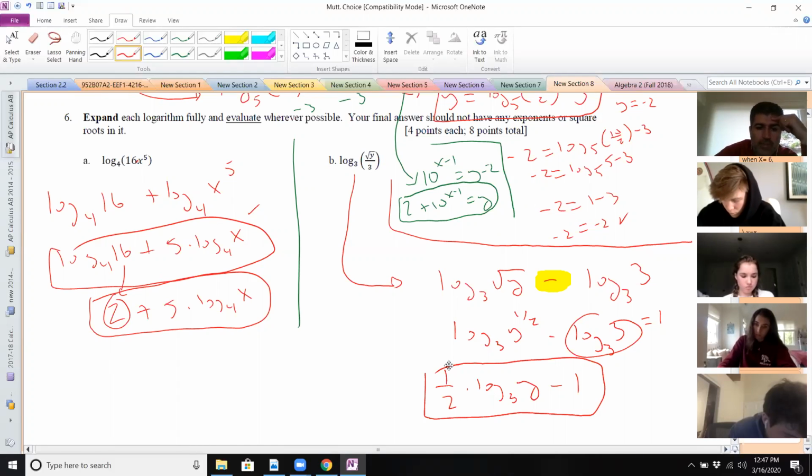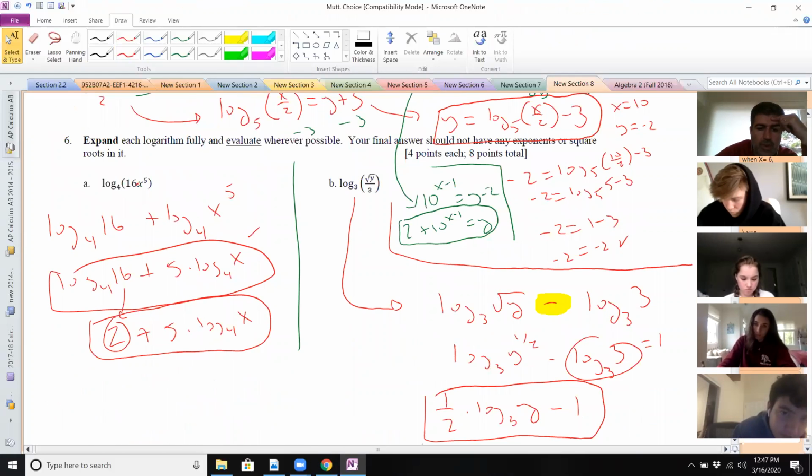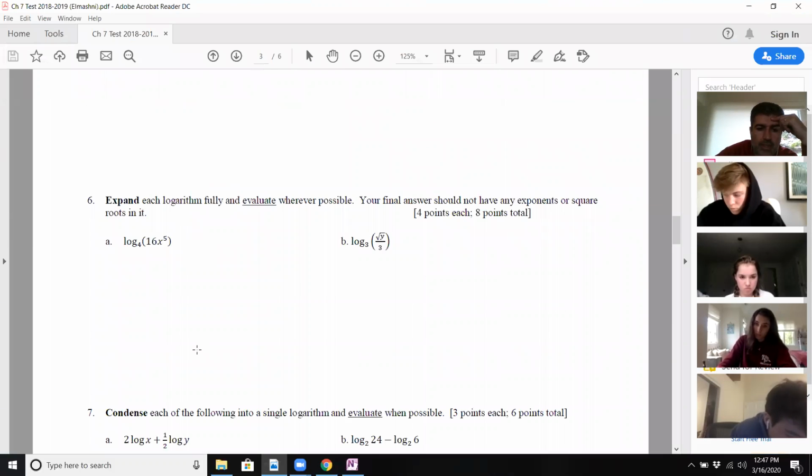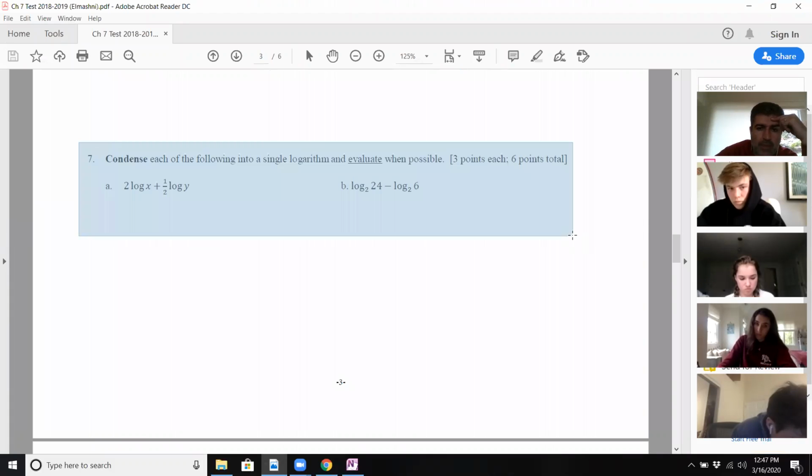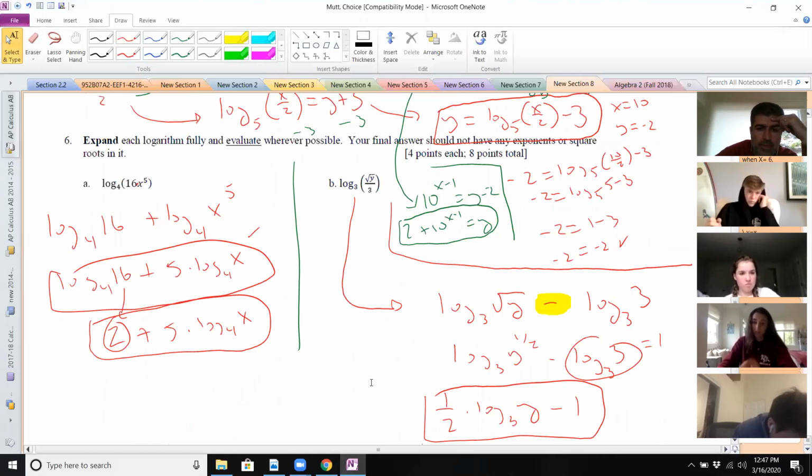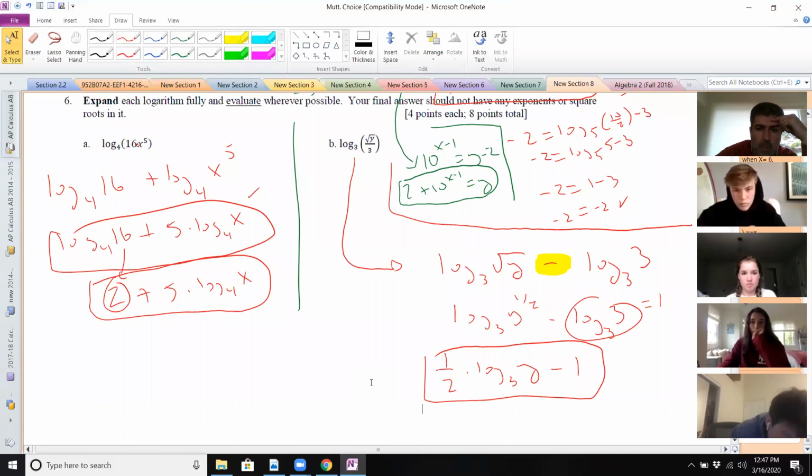Now what you guys are going to do is try condensing. I'll put this on the same page in case you're still looking at number 6 here. And it's very similar, just using the same properties, but now you're condensing.